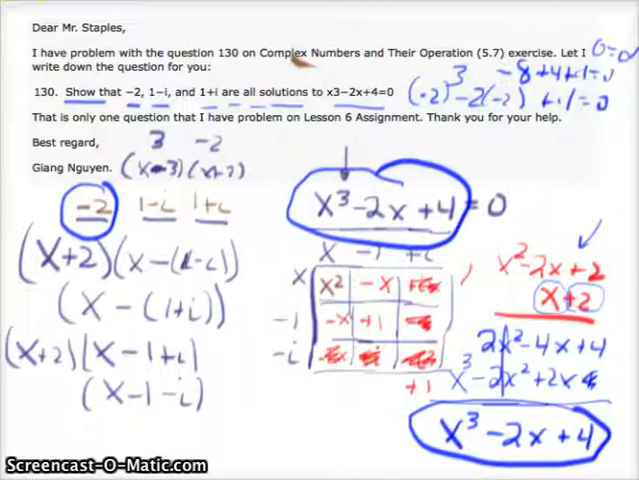There were 3 ways of working that problem. I hope that explained it to you. I wish you well.